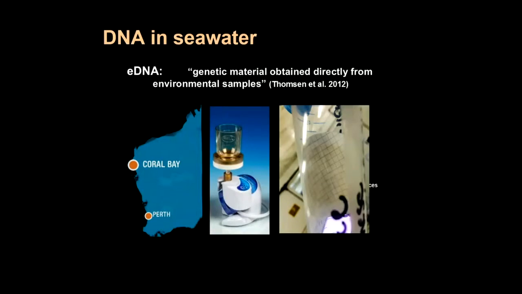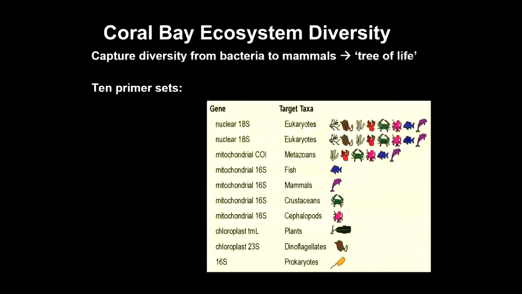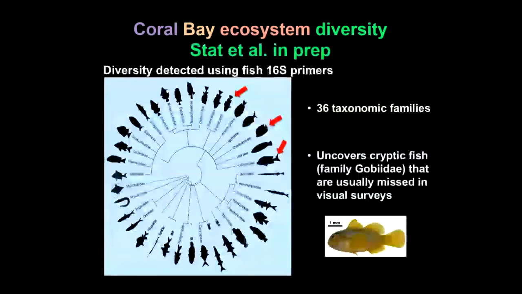But we were interested in expanding this a bit more to cover everything from bacteria to mammals, so looking at the whole tree of life in these particular samples. And to do this, we've designed a whole bunch of different primer sets. You'll notice some of them will amplify basically everything from the tree of life, whereas other ones are more specific to a particular gene in a particular group. So these ones will only amplify 16S in fish, 16S in crustaceans, and so on.